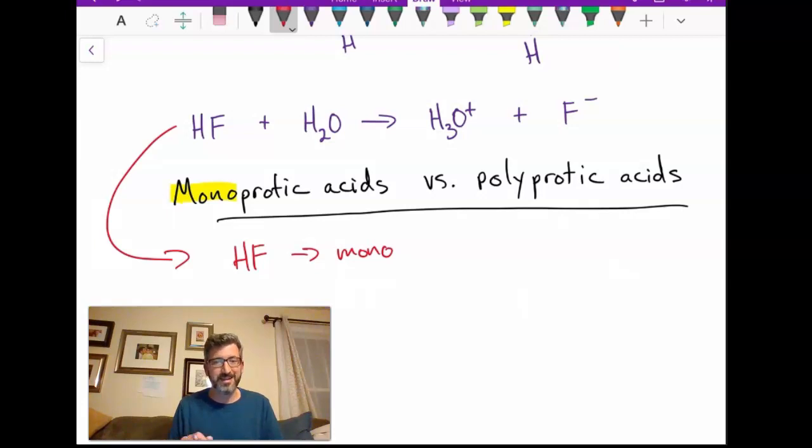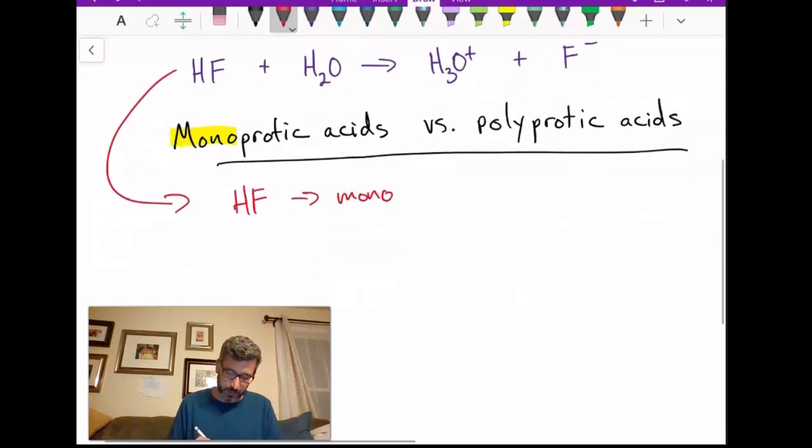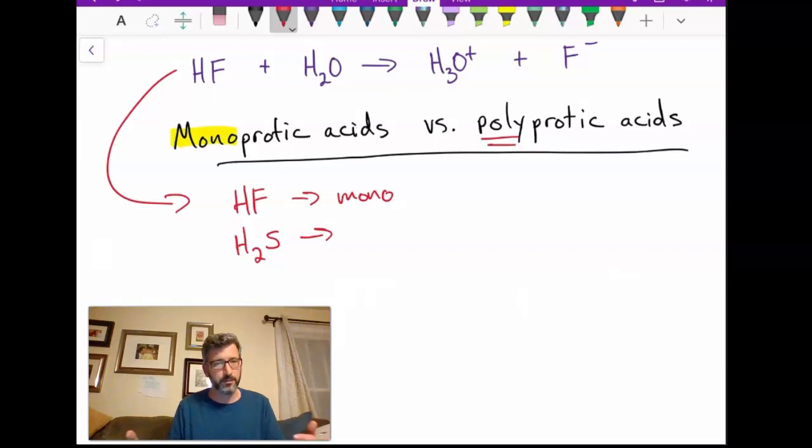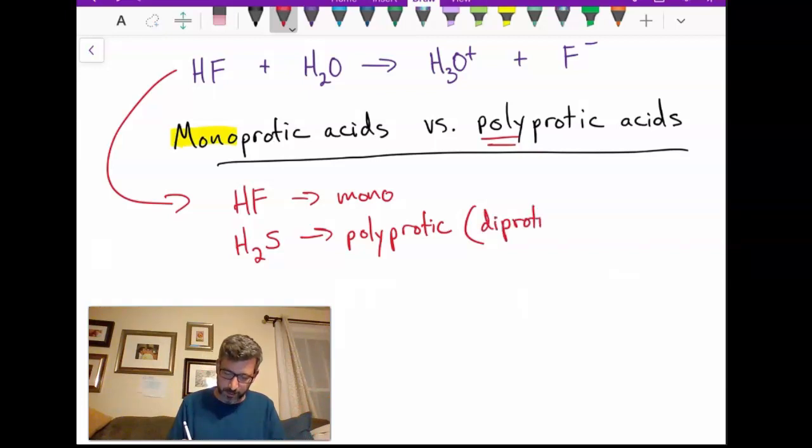Now there are some acids that have multiple hydrogens, and so they're going to be like H2S, for example. This one would be called polyprotic because it has multiple hydrogens, multiple protons. Remember, a hydrogen is just a proton. So this is polyprotic. And actually, if we want to get really fancy, we can specifically say how many hydrogens it has. And so it's H2S, it has two hydrogens. And if you remember the Greek prefix for two, it's di, right? So this is specifically a diprotic acid.